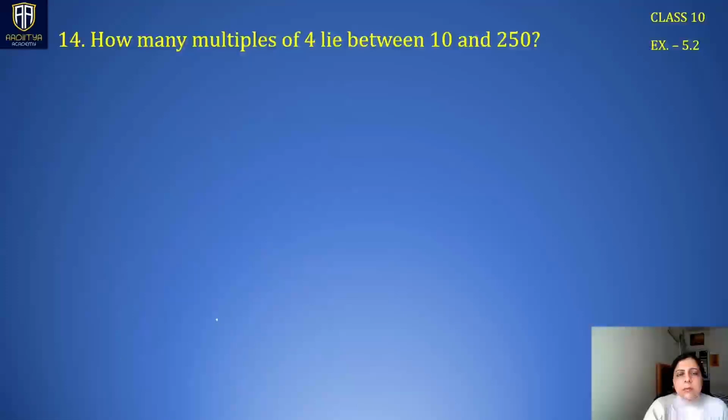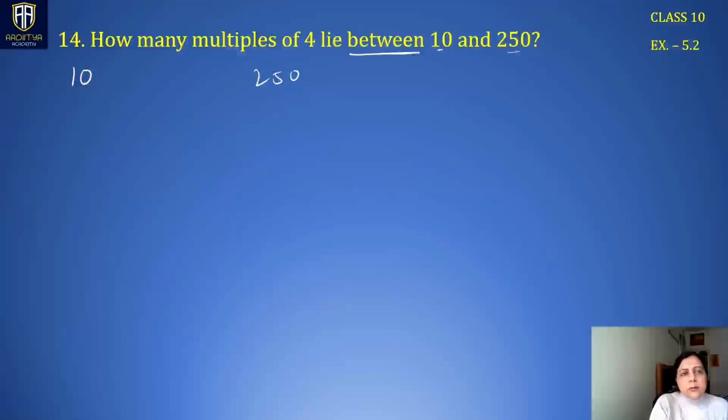Next question is, how many multiples of 4 lie between 10 and 250? Again, this is the same kind of question, but for these 10 and 250, you have to check whether they are multiples of 4 or not. Between means when they are given as the boundary elements, you cannot take 10 and 250. They have to be excluded. Between means the numbers have to be other numbers excluding these two boundary elements.